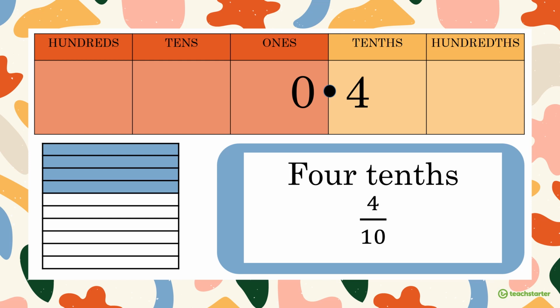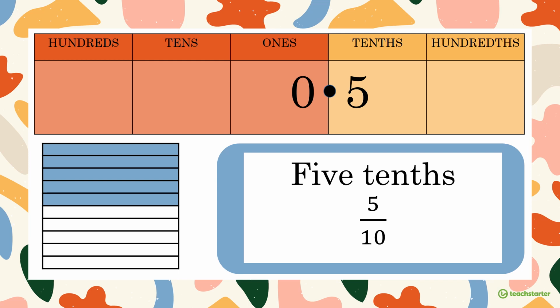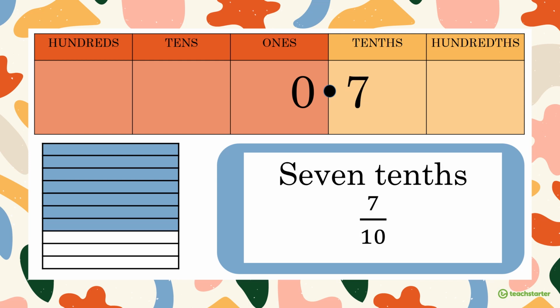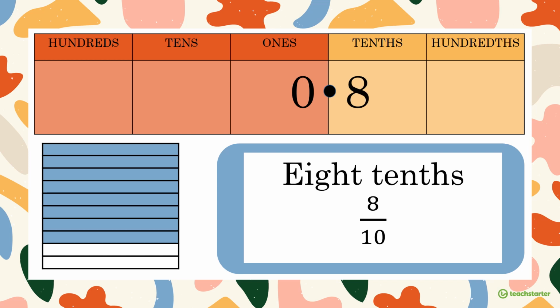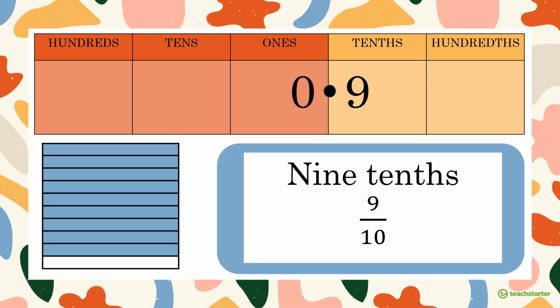This is 4/10, 5/10. And this also equals half. If you have a look at the board, it's now showing half of that board as coloured. 6/10, 7/10, 8/10, 9/10.